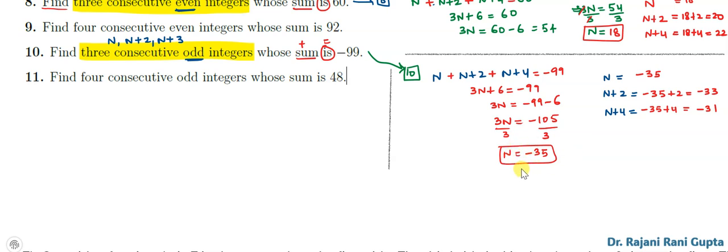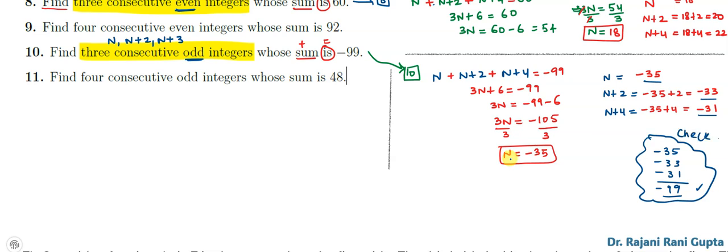So if you complete that, you get n is equal to minus 35 and the integers are n, n plus 2, n plus 4. So minus 35, minus 35 plus 2, that is minus 33, and minus 31. Okay, you can check your answer by adding them. Minus 35 minus 33 minus 31. How much do you get? Minus 99. So it's correct. This is for checking. Okay.